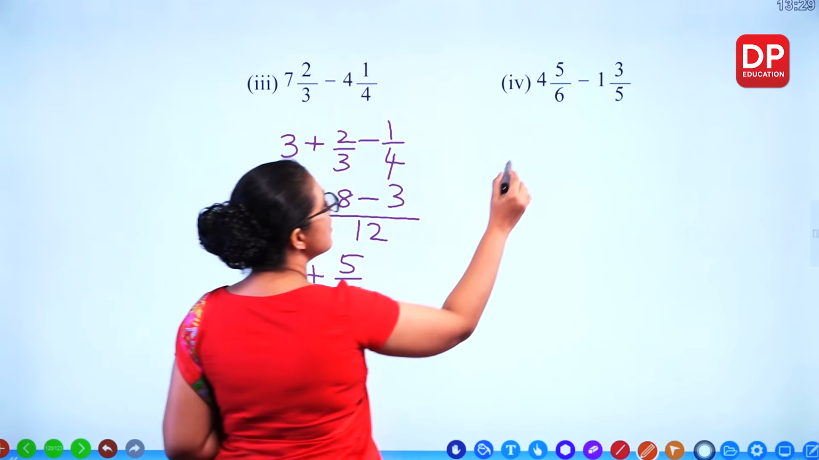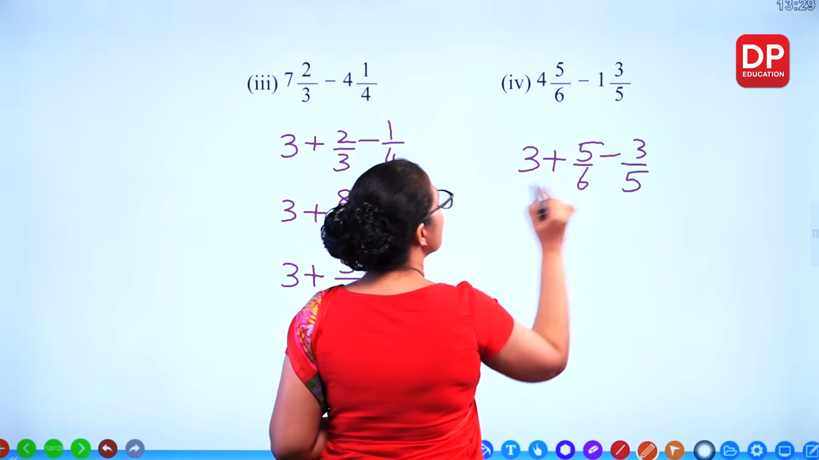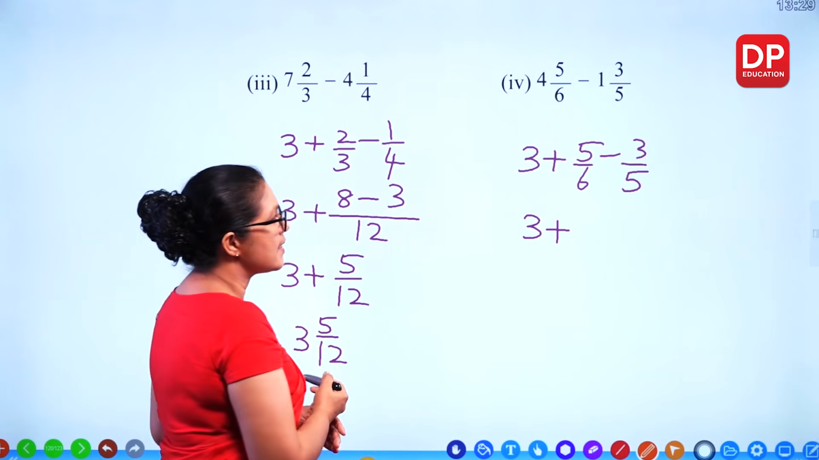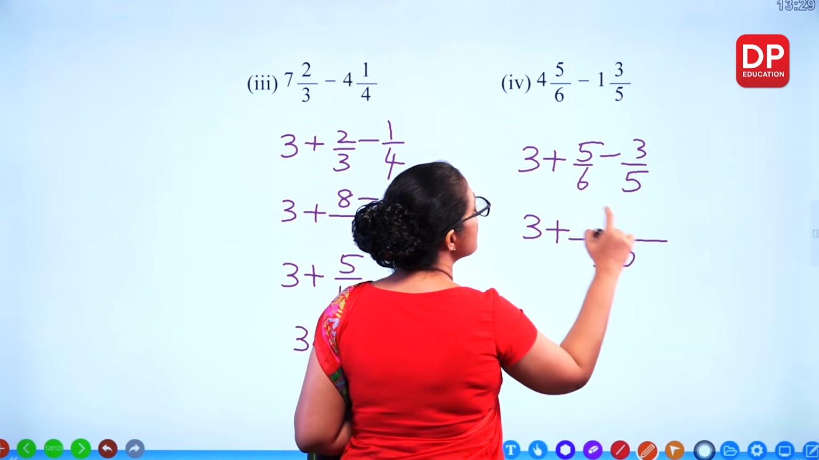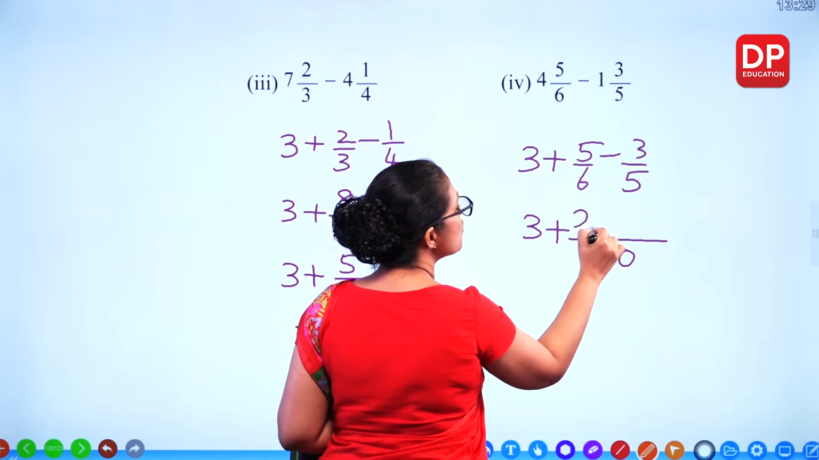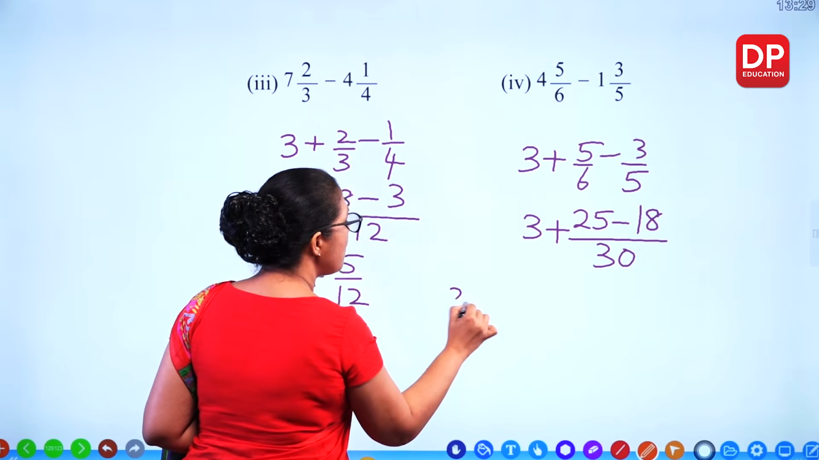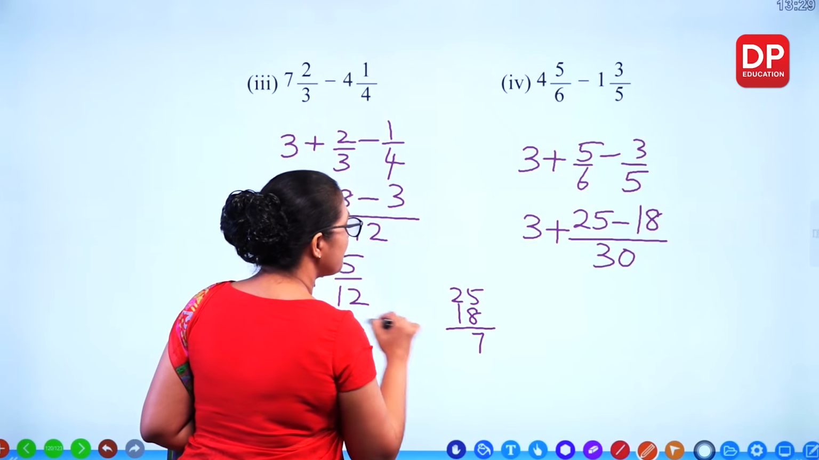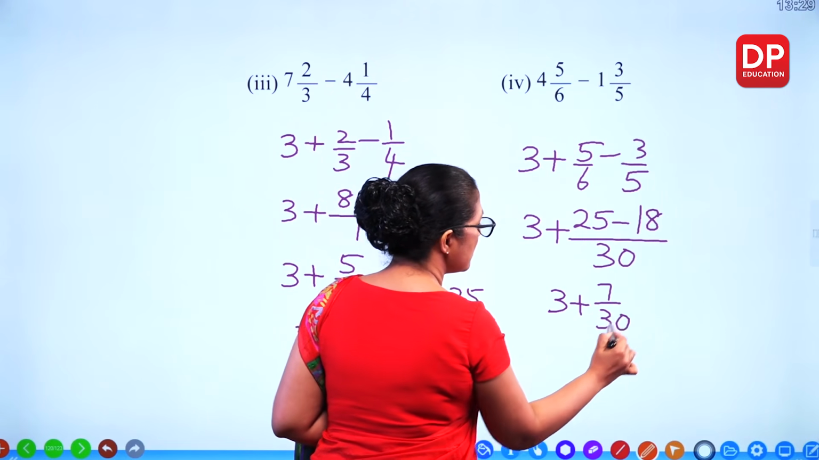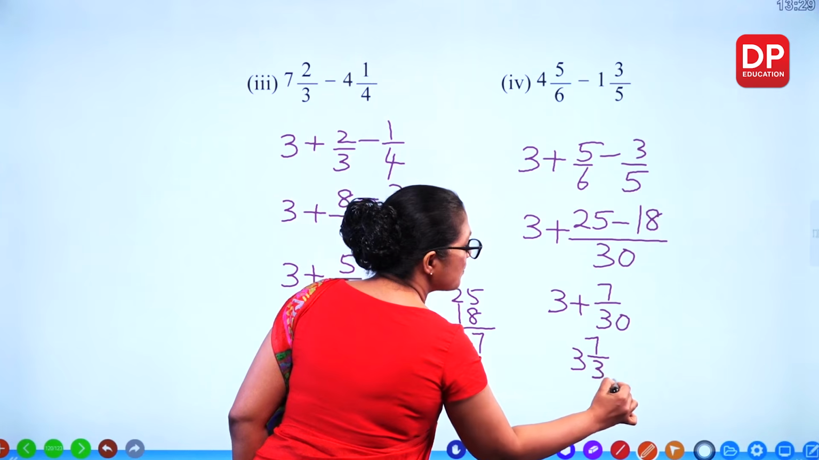4 minus 1, you get 3. Now subtract the fractions. 3 is there. 6 and 5, what's the common denominator? That's 30. So subtract here. You can get 30 from multiplying this by 5. 5 times 5, 25. And here, 6 times 3, 18. 25 minus 18, 7. So 3 and 7 over 30.